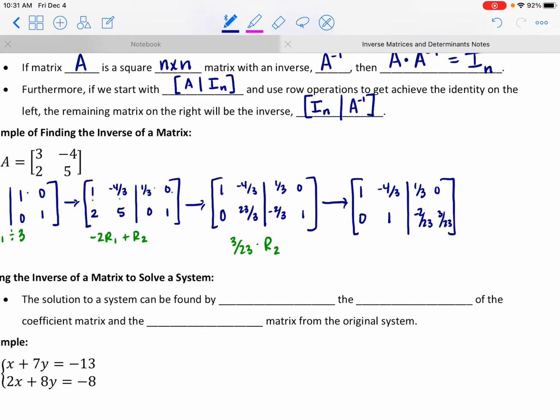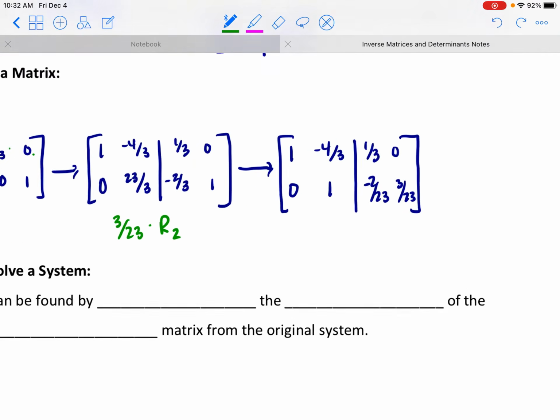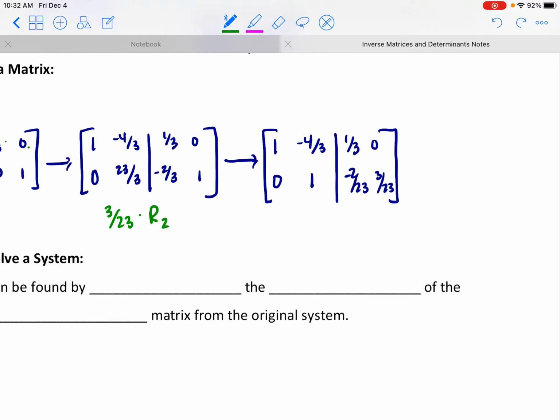I just need to get this last spot here to be a 0. So I'm going to multiply row 2 by a positive 4 thirds and add it to row 1. So remember, to get those zeros, we're adding multiples of rows. Okay, so next step, last step, is to do negative 4 thirds times row 2 and add it to row 1 in order to change row 1.